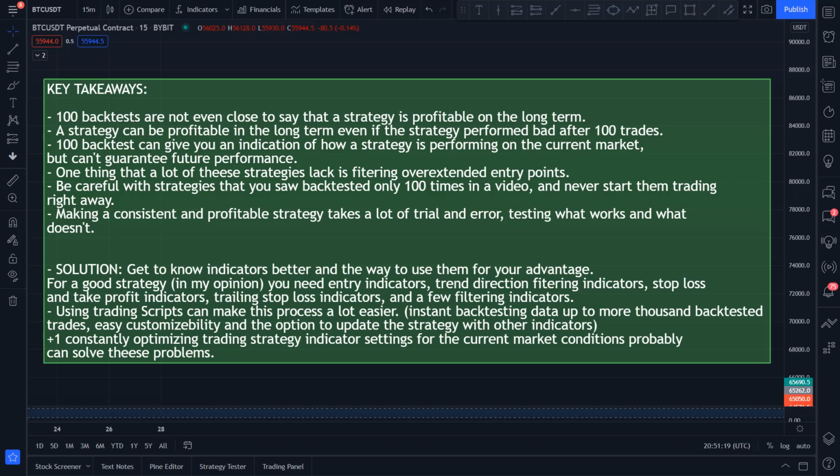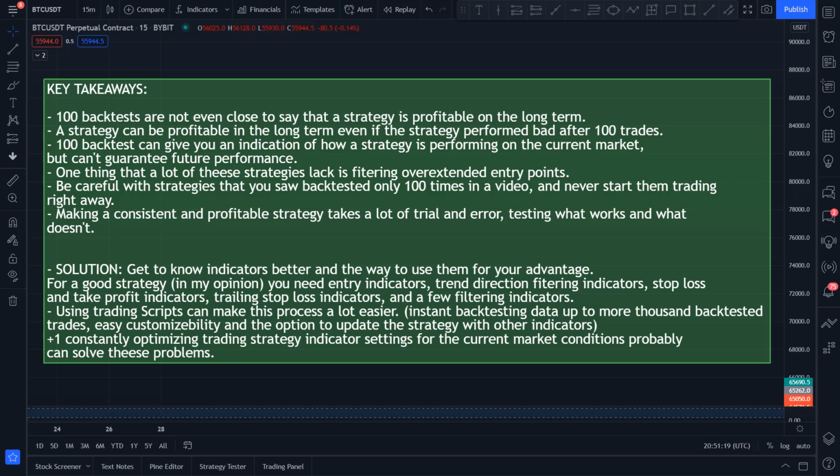Using the perfect combination of these indicators can give you a consistently profitable strategy, but you have to find those indicators and the right settings and put those together into one trading system. For a good strategy, in my opinion, you need entry indicators, trend direction filtering indicators, stop loss and take profit indicators, one trailing stop loss indicator, and a few filtering indicators. Recently, I started exploring these filtering indicators, which can filter the losing trades, leaving you with much fewer losers than winners. And the last one, using trading scripts can make this process a lot easier. That's why we are giving you free strategy backtesting scripts.